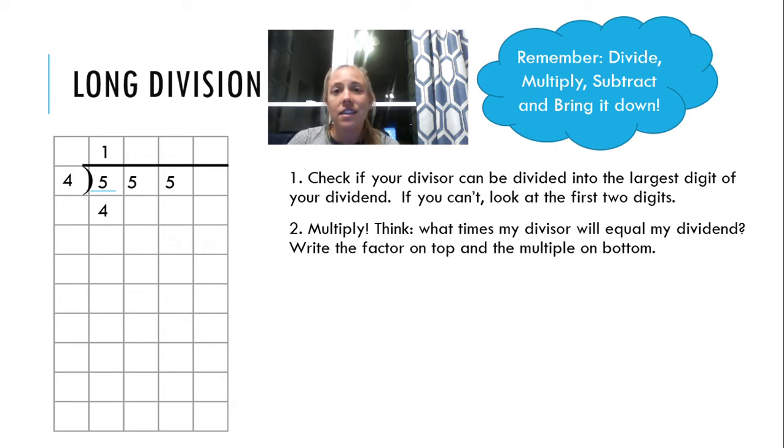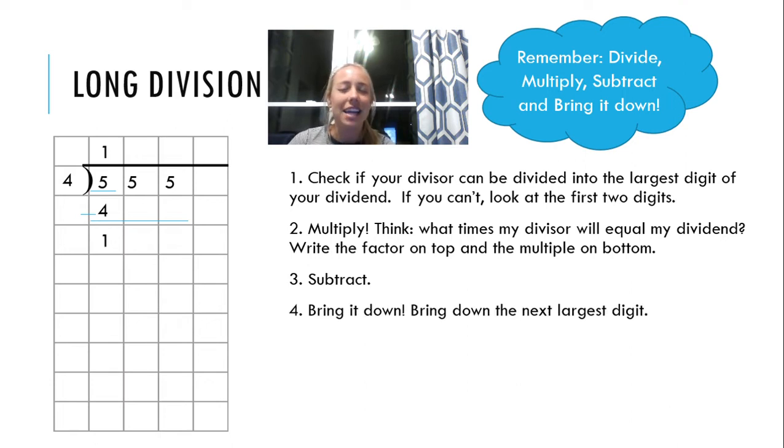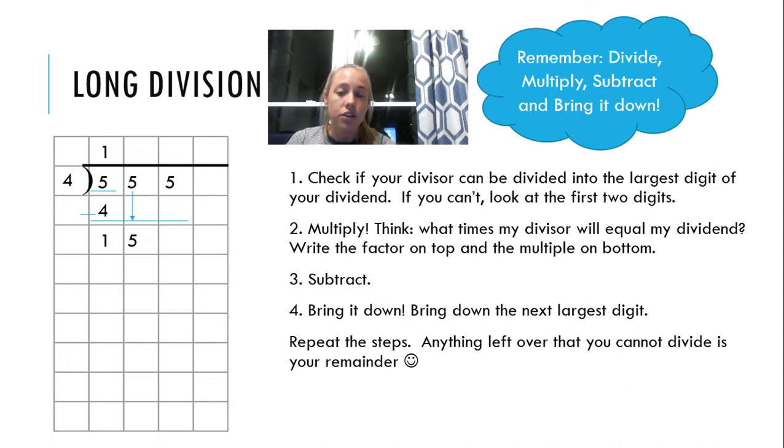Now I can move on to step 3, which is to subtract. So I set up that subtraction problem and I do 5 minus 4 equals 1. Now step 4, the easiest step, is bring it down. Bring down your next largest digit. That 5 is going to come down. So now I'm doing 15. After you've completed your 4 steps, you need to repeat all the steps until anything left over cannot be divided. And whatever's left over, remember, is going to be your remainder.